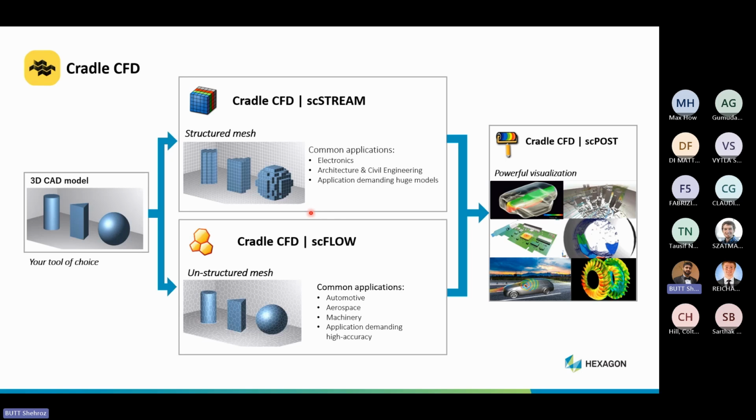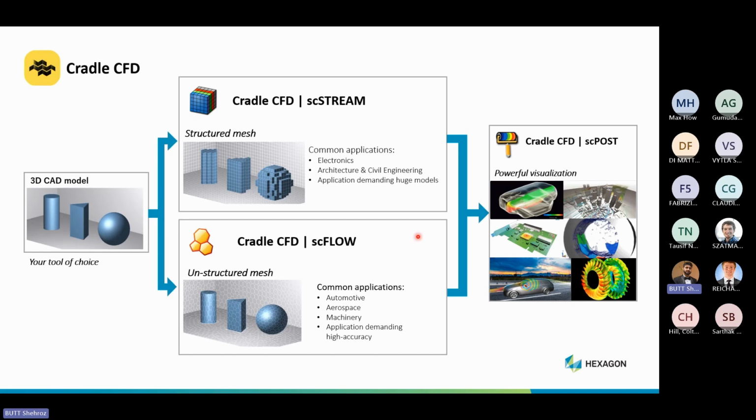On the other side, we have scFLOW, which can be considered our general purpose CFD tool. It is based on unstructured polyhedral mesh, and this is where the shape geometry is very accurately captured. This is why the applications include automotive and aerospace, if you want to analyze what is happening on the surface of the object analyzed.